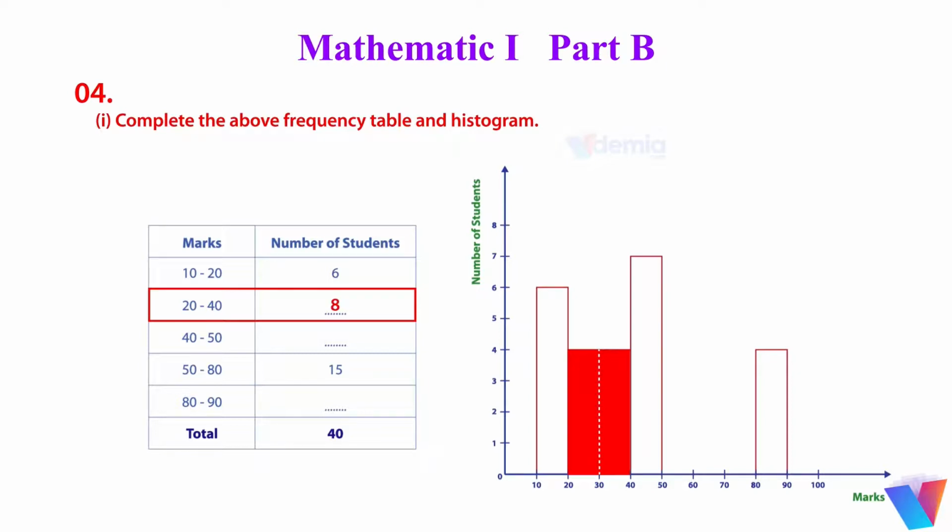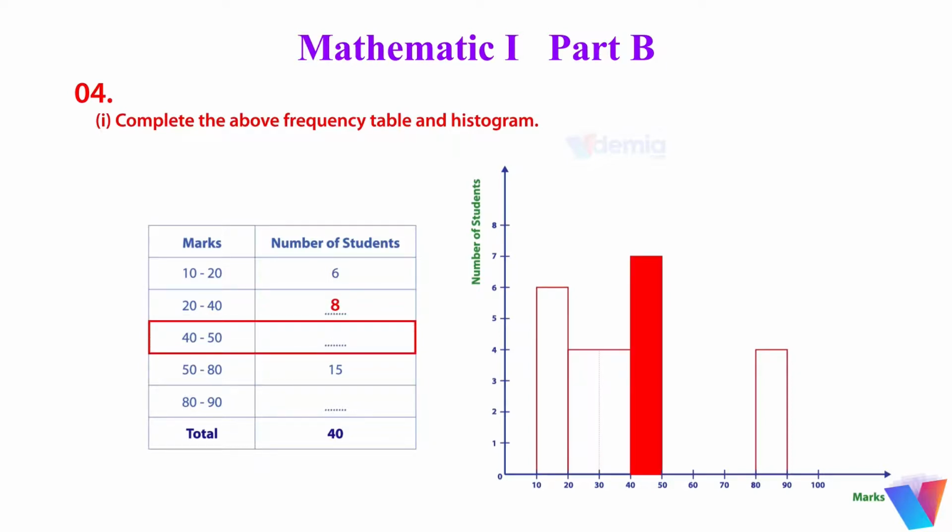Next, the third row in the frequency distribution table is quite straightforward because we have 40 to 50, and if you look at the histogram, the number of students for 40 to 50 is 7. So we have to put 7 there. Let's move to the fourth row in the frequency distribution table. Here we have a small problem.